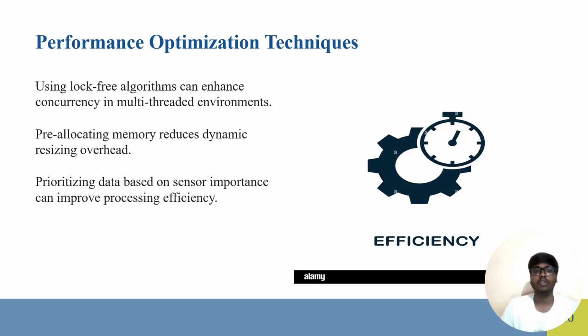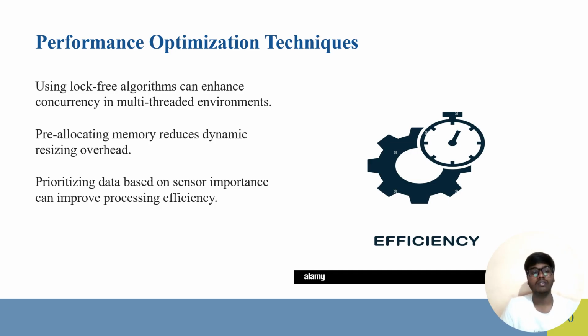And then now the performance optimization techniques. Using lock-free algorithms can enhance concurrency in multi-threaded environments. Pre-allocating memory reduces dynamic resizing overhead. Prioritizing data based on sensor importance can improve processing efficiency. Now let us discuss these performance optimization techniques: lock-free algorithms enhance concurrency in multi-threaded environments, pre-allocating memory reduces the dynamic resizing overhead, and prioritizing data based on sensor importance can improve processing efficiency.